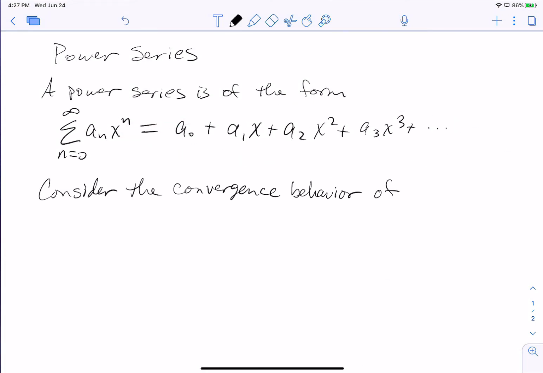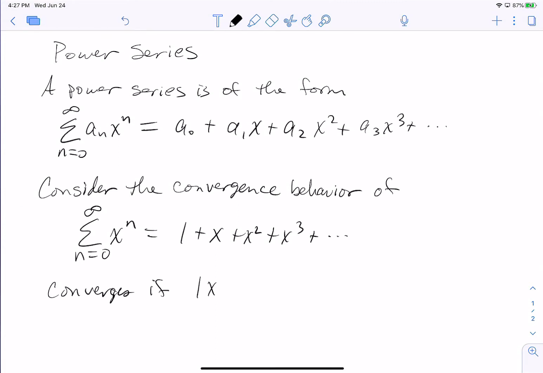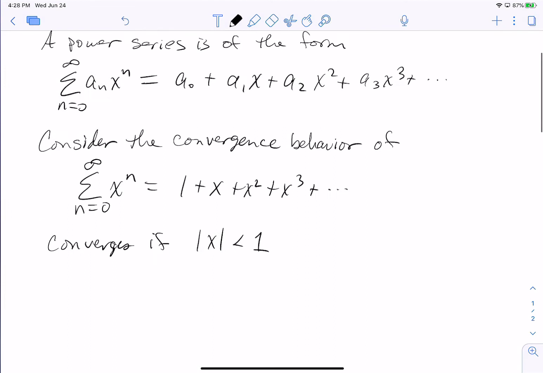To see what I mean, consider the convergence behavior of the sum as n goes from 0 to infinity of x to the n, which, as you know, is 1 plus x plus x squared plus x cubed plus dot dot dot. This thing converges if the absolute value of x is less than 1, because what we essentially have is a geometric series, except instead of writing it as the sum of r to the n, we're writing it as the sum of x to the n. As long as the base in magnitude is less than 1, this will converge. From this, we can write down the radius of convergence. I'll say that it's 1 now, and then I'll show you what it is in just a second.